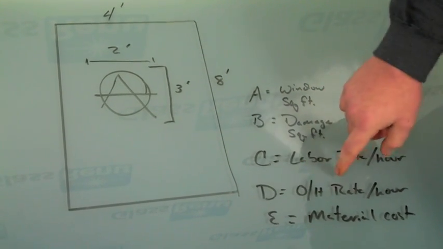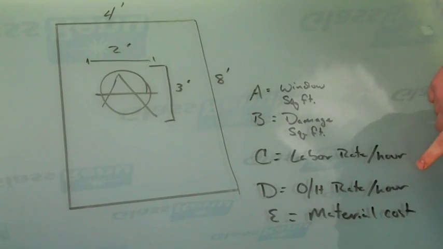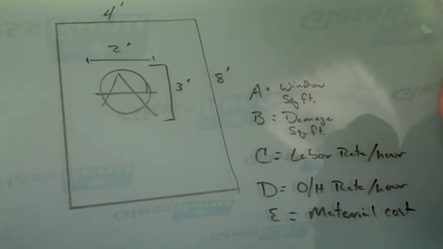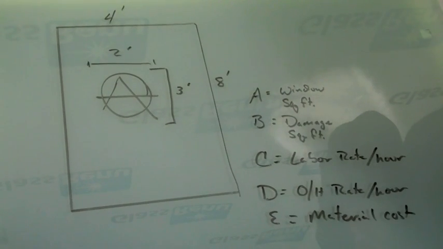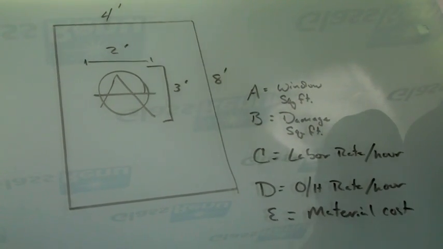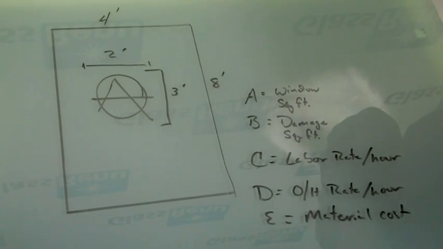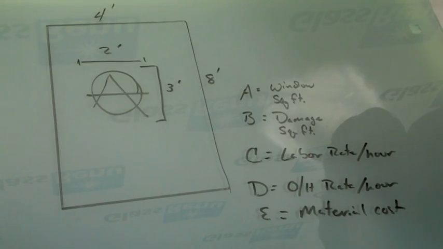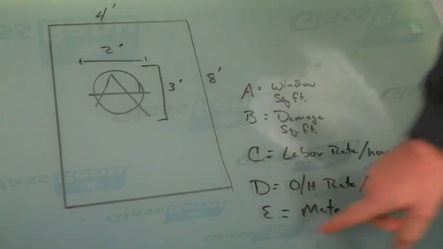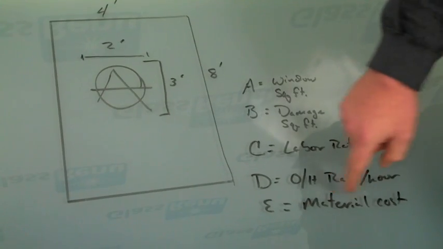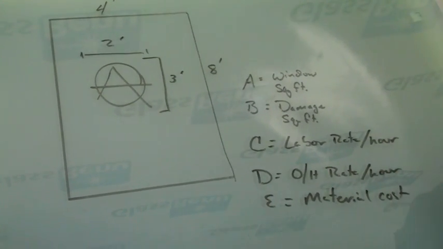D is going to be overhead rate per hour. Again, if you work for yourself, you can probably roll those two together, but if you've got to pay for your trucks, your insurance, all that kind of stuff, depending on how you do your cost accounting, you'll figure out what that is. And last but not least is E, which is going to be material cost for the job.